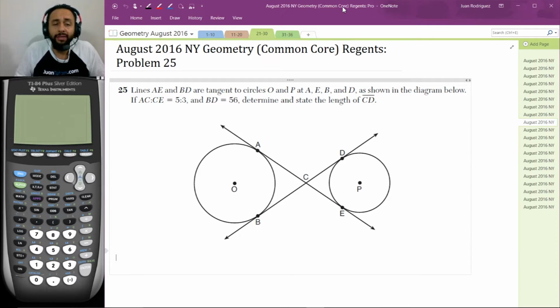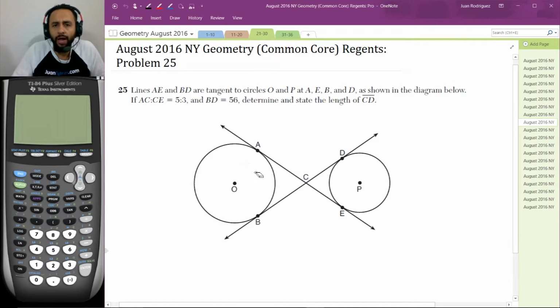So here's the problem. Lines AE and BD are tangent to circles O and P at A, E, B, and D, as shown in the diagram below. I'm going to pause the reading for now because this is a lot to take in, so you should at least in a cursory way take in the information. By the way, it is expected that you're going to have to read this more than once. Four times is the average, so just letting you know.